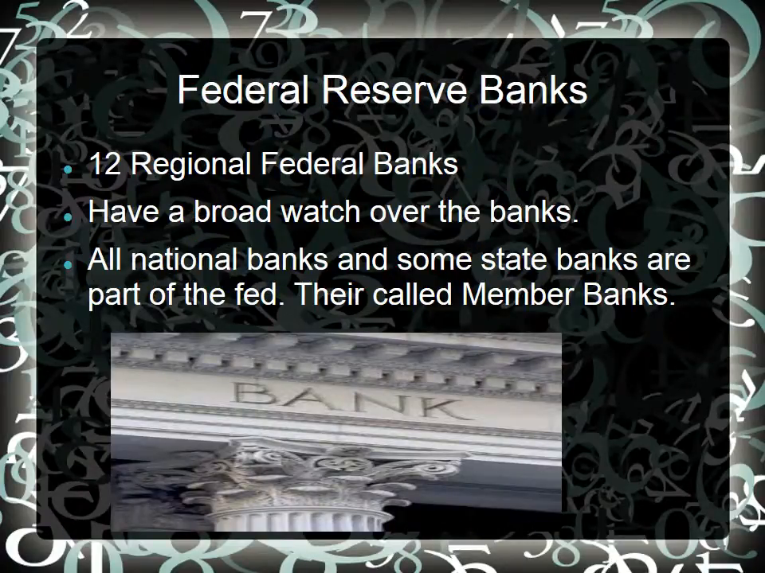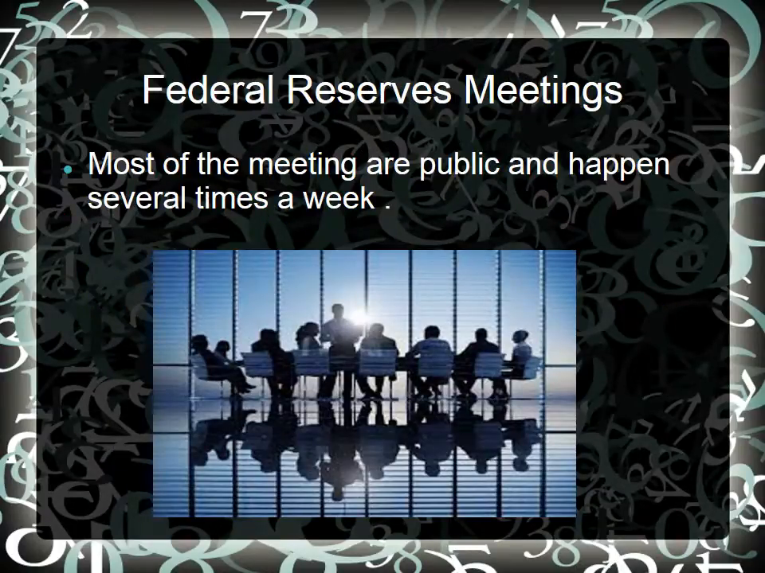Within the Fed, there are 12 Federal Reserve banks. They broadly watch over the other member banks. All national banks and some state banks are part of the Fed. They are called member banks. Federal Reserve meetings: most are public and happen several times a week.